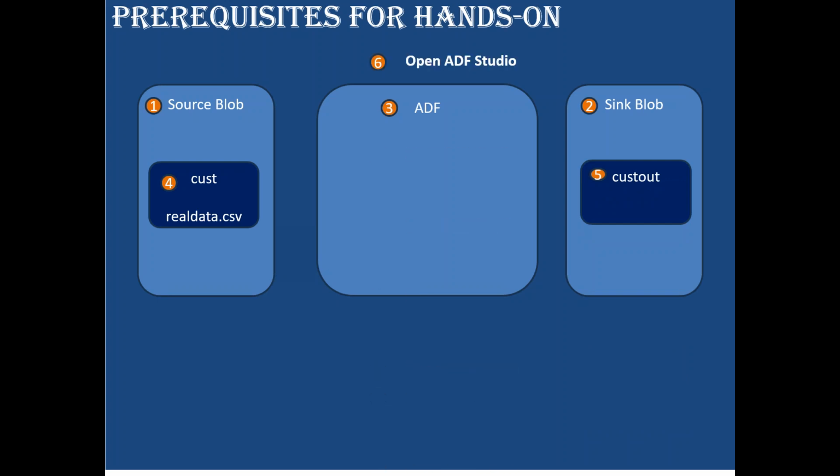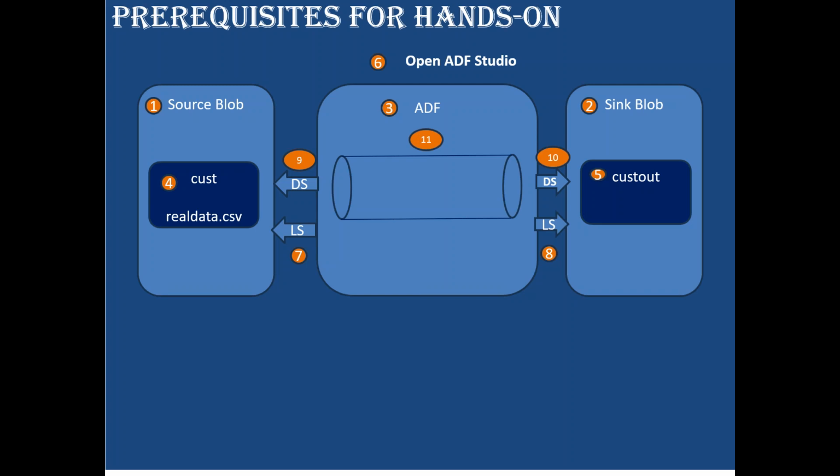After that, I'll open the Azure Data Factory Studio. In the Azure Data Factory Studio, I'll create a linked service for the Source Blob and a linked service for the Sink Blob. So two linked services are required. That is what I mentioned in the prerequisites. Once that is completed, I'll create one data set for source, one data set for sink. So in total we need two data sets. Then I'll be creating one pipeline.